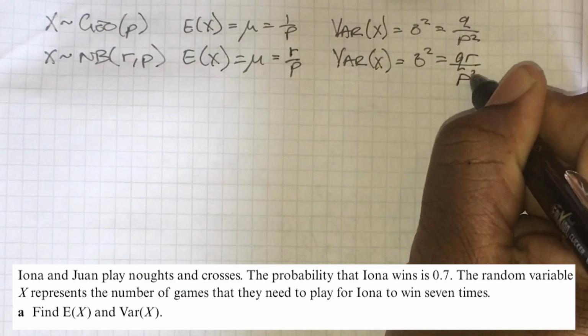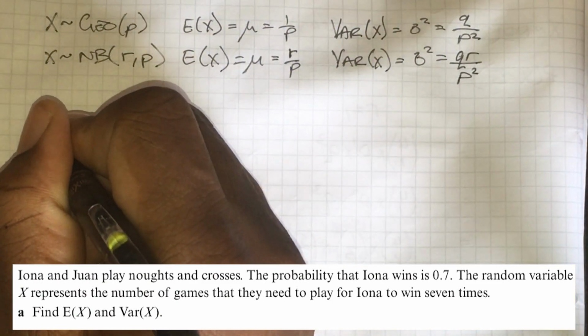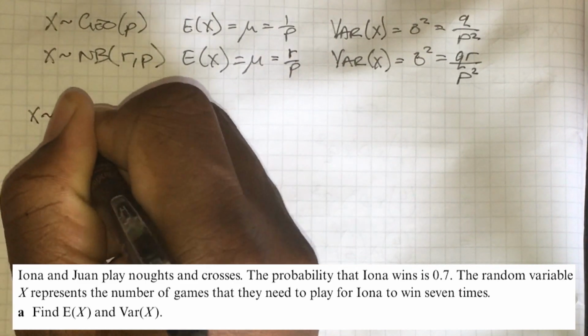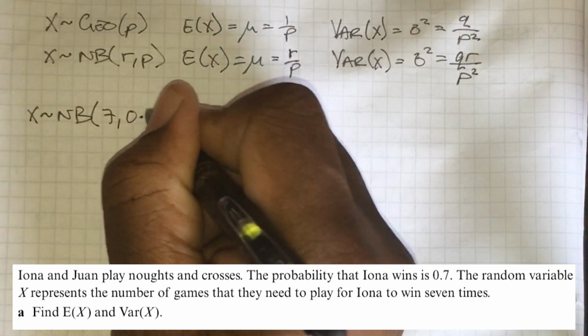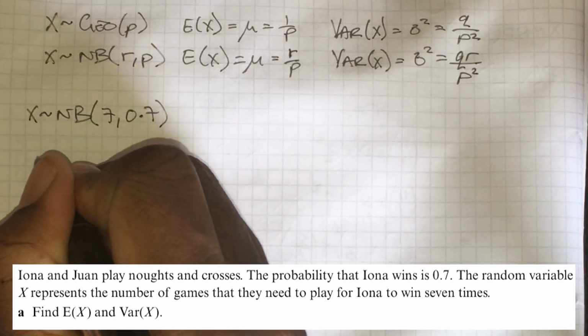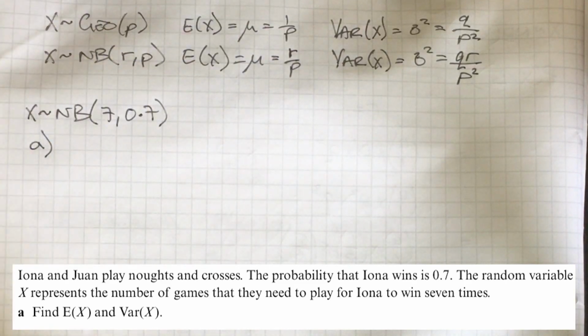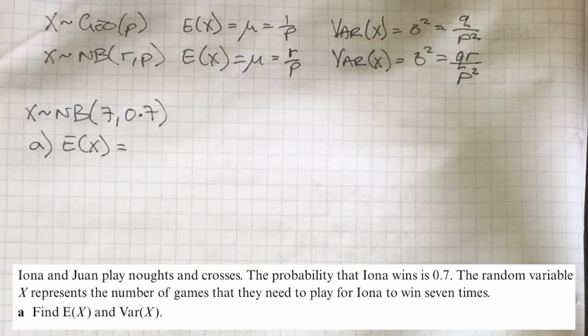If you think about it, it does make sense that I was only looking for one success in the geometric, but in the negative binomial, I was looking for multiple successes, r successes. So both of these statements for the expectation and for the variance have been scaled by r. Okay, let's look through an example here.